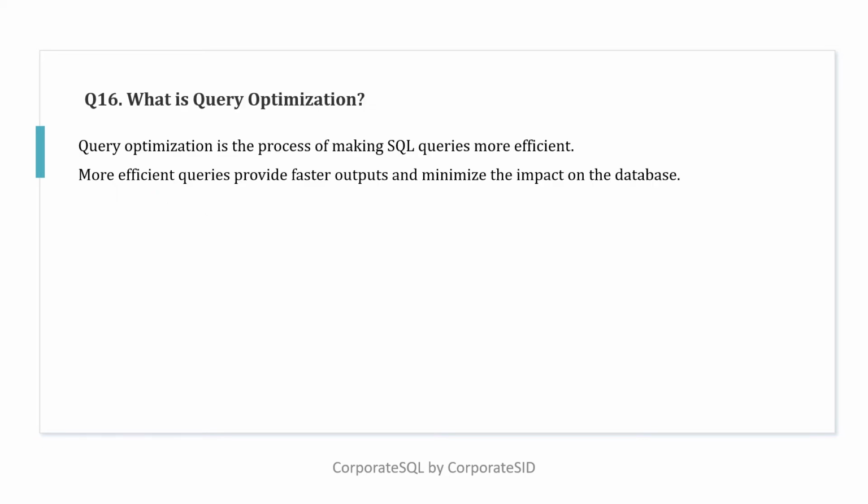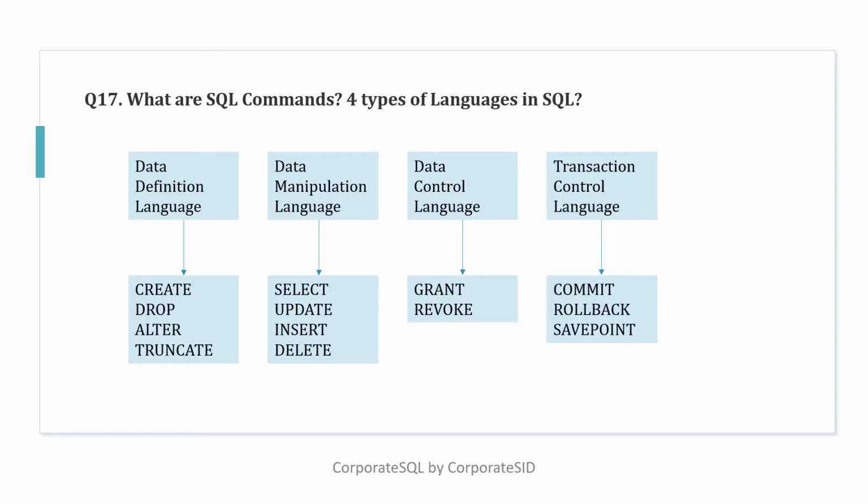What is query optimization? It is the process of making SQL queries more efficient, with faster outputs, and it minimizes the impact on the database. What are SQL commands, or what are the 4 types of languages in SQL?